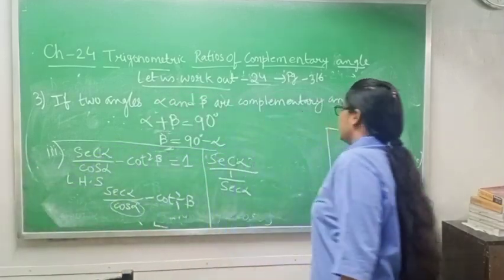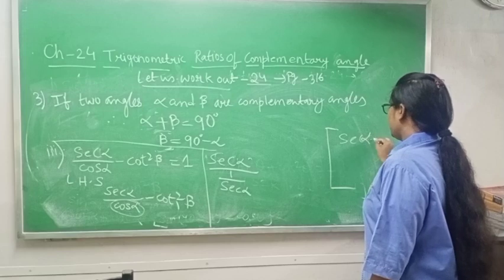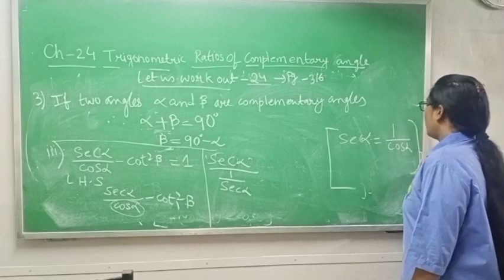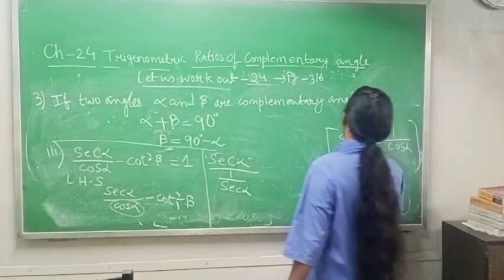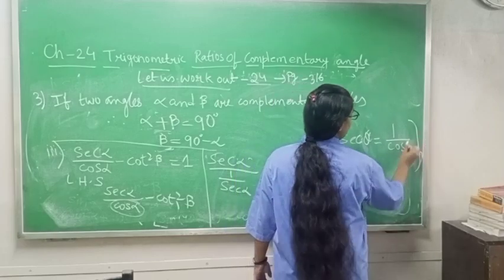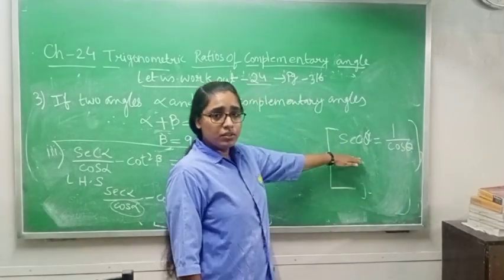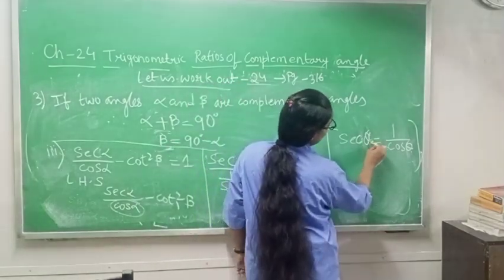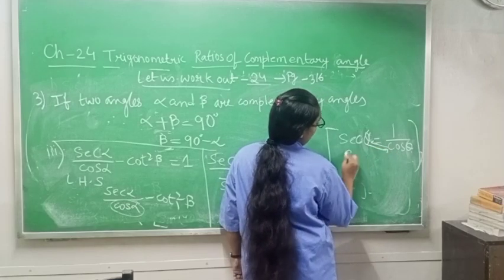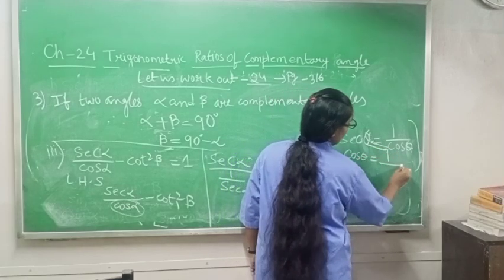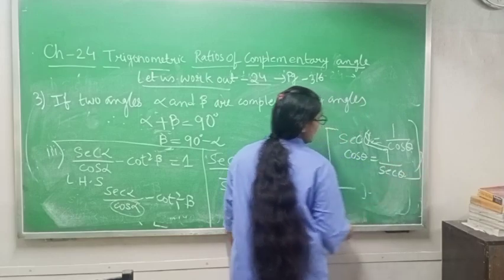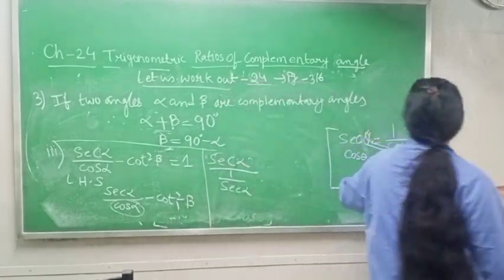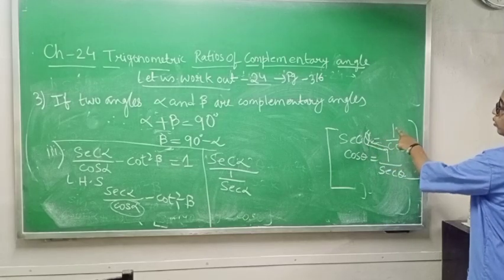How? See, from chapter 23, sec alpha is 1 by cos alpha, or you can write sec theta. In chapter 3 you have taken the standard angle as theta. So sec theta equals 1 by cos theta. From chapter 3 we can write this, because we have done lots of formulas in that chapter. Now I am taking this cos to this side and this sec to the other side. So what will happen? Cos theta equals 1 by sec theta. Understood? So I am writing 1 by sec theta in place of cos theta.